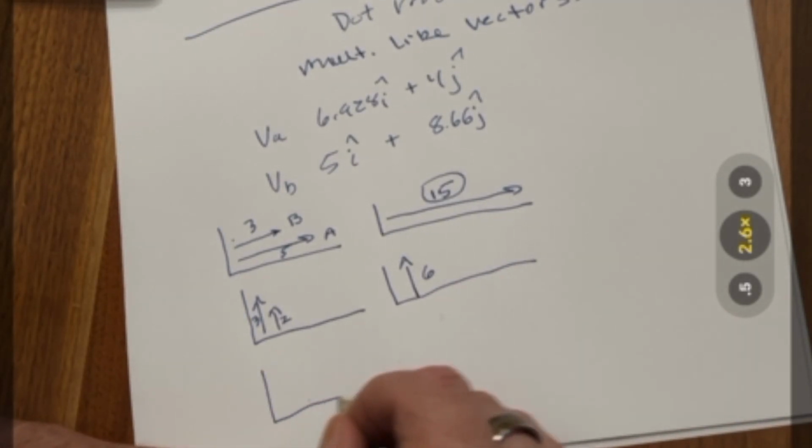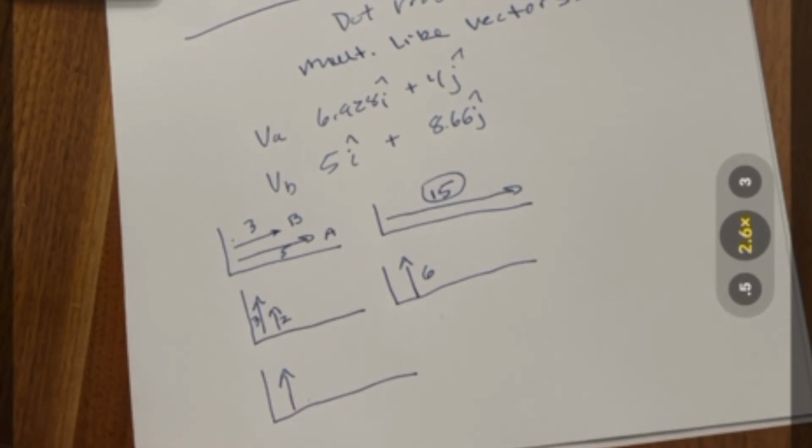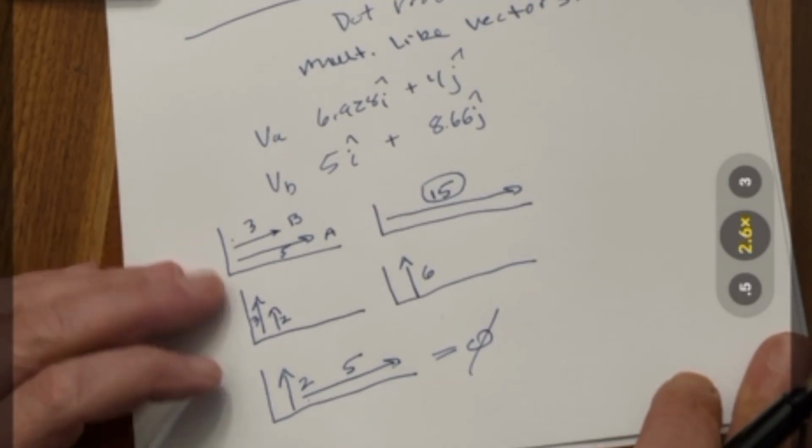However, if we try and multiply a vector 2 in the y-axis or the j-axis by a vector 5 in the i-axis or the x-axis, this does not equal 10 because these are not in the same direction. This equals 0. Let's go see why that is.